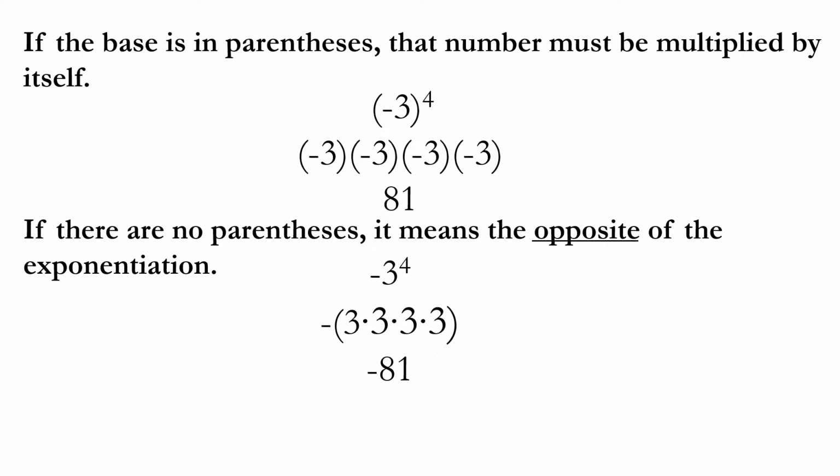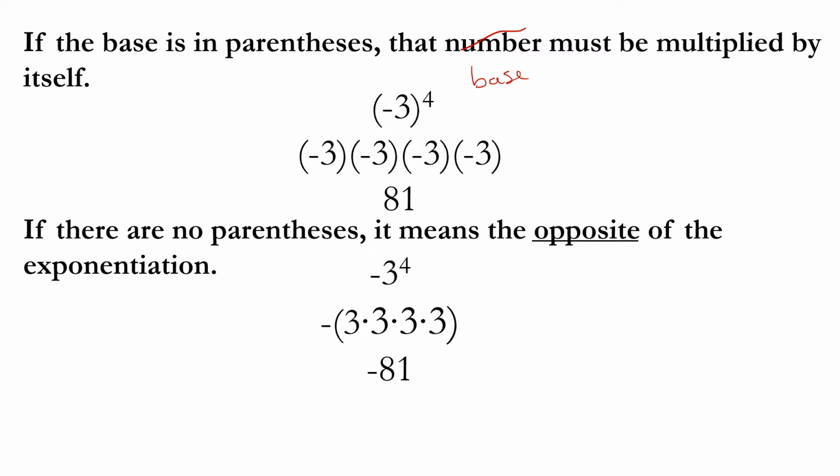Now, if the base is in parentheses, that entire base should be multiplied by itself. So the base in this case is the -3 in parentheses. So you're multiplying the -3 by itself 4 times, and you do get a positive 81.